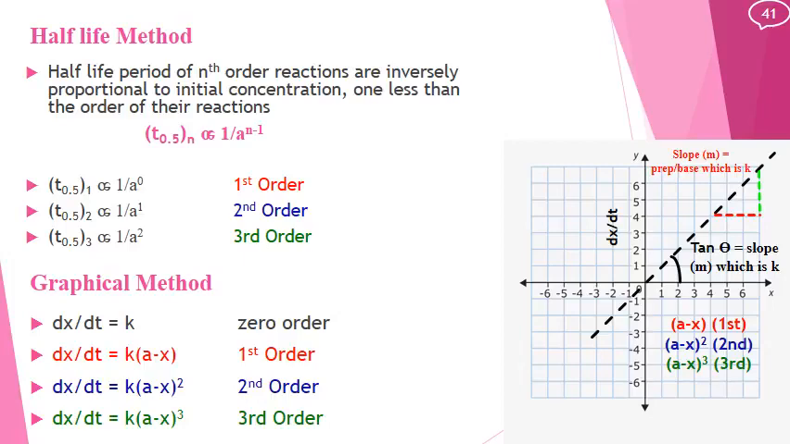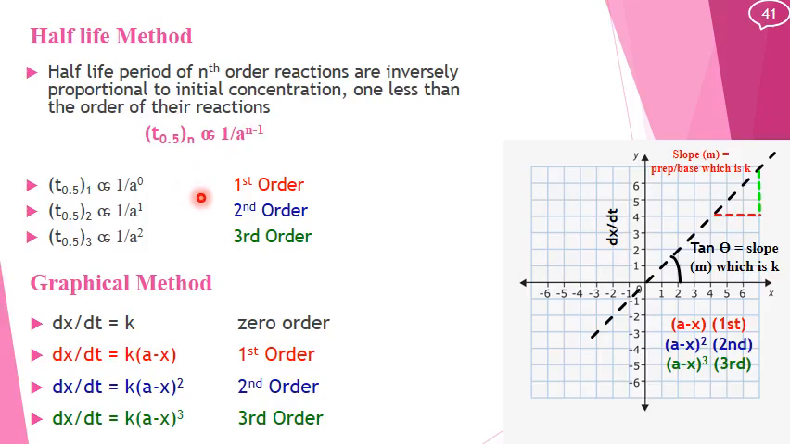Another method which is very useful in order to determine the order of a chemical reaction is the half-life method. This is a good method to measure the order of a chemical reaction by using the different expressions we have calculated for different orders of chemical reaction. As we have derived, this is the generalized equation for nth order of reaction. That means the half-life of nth order reaction is inversely proportional to the initial concentration of the reactant raised to power 1 less than the order of the chemical reaction.